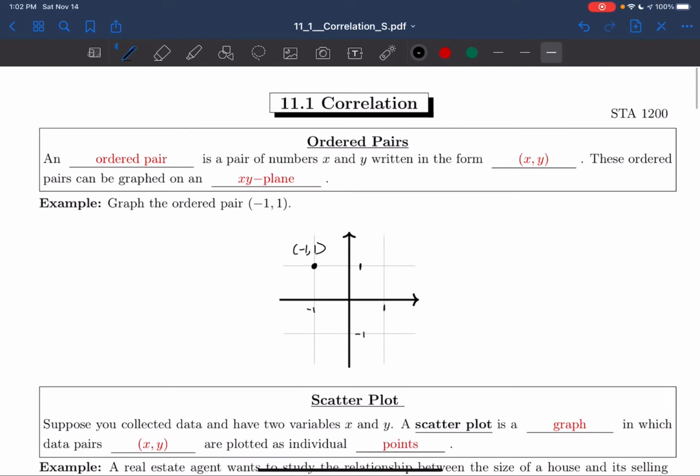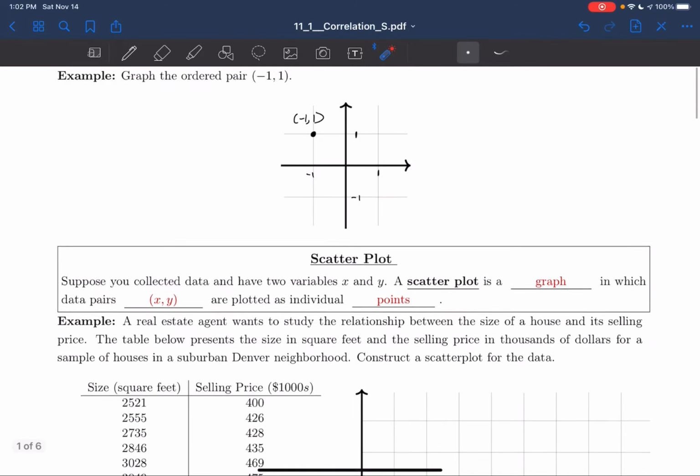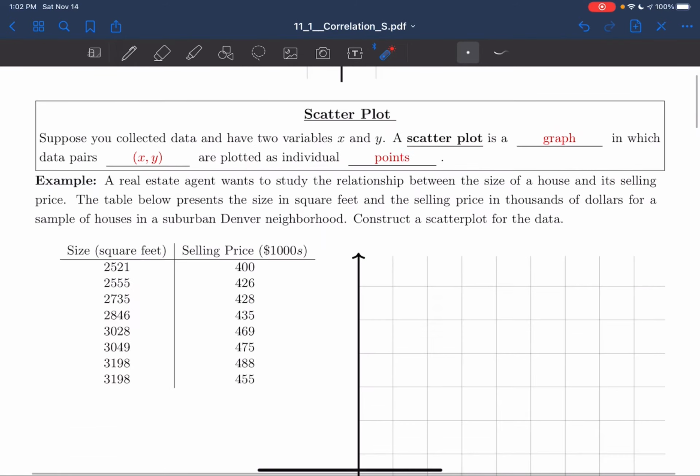This is important because when we want to see if there's any relationship between two variables, what people will do is plot each individual ordered pair of their data set. This is called a scatter plot, and that's what we're going to do next. Suppose you collect data and have two variables x and y. A scatter plot is a graph in which data pairs (x, y) are plotted as individual points.